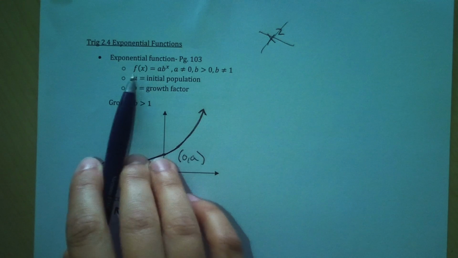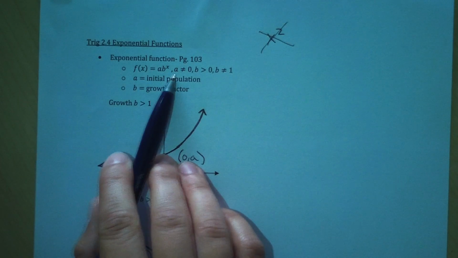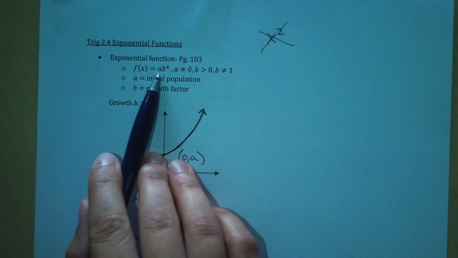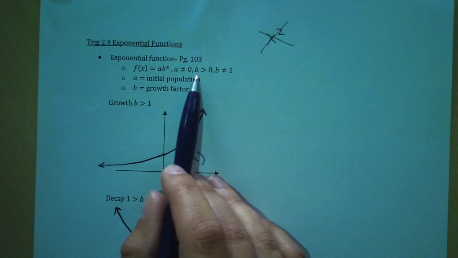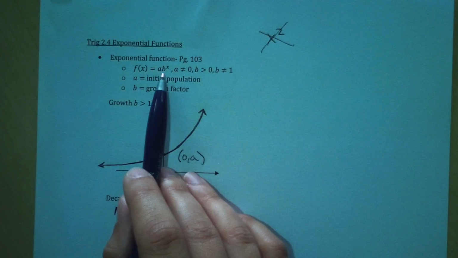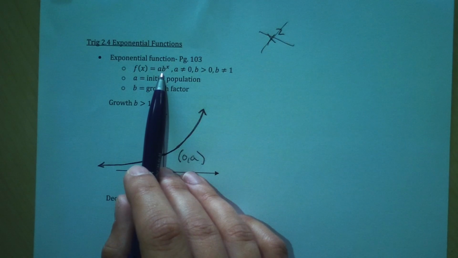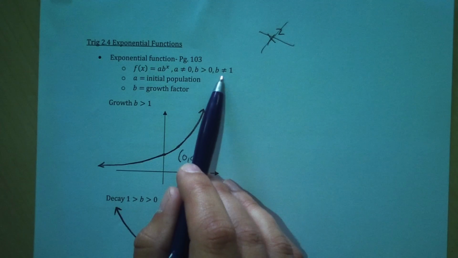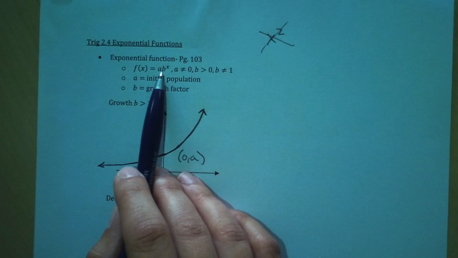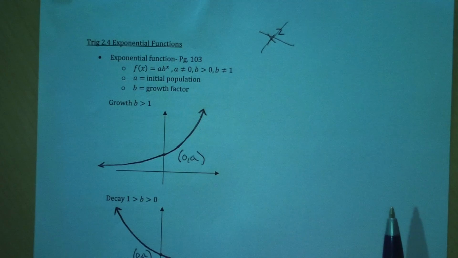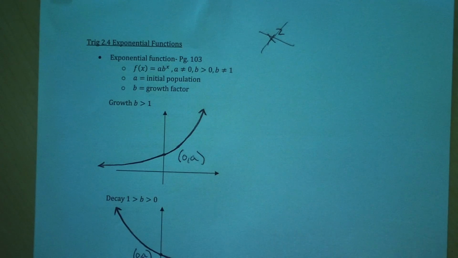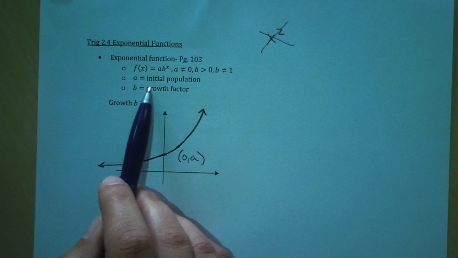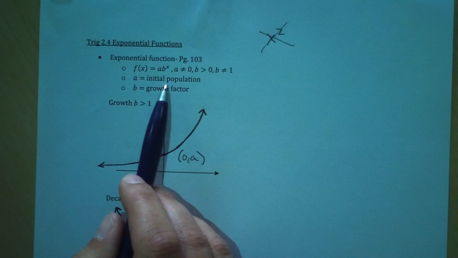The a can never equal 0 because if you took 0 times that stuff, you would just get 0, and that wouldn't be helpful to us. Your b also has to be bigger than 0, so it can't be 0 or any of the negatives. It also can't equal 1, because what's 1 to the power of anything? 1, right? Because 1 times 1 times 1 is always still 1. So it can't be 1 either. The a in this formula is always your initial population of something, and your b is your growth factor, or what it's changing by.